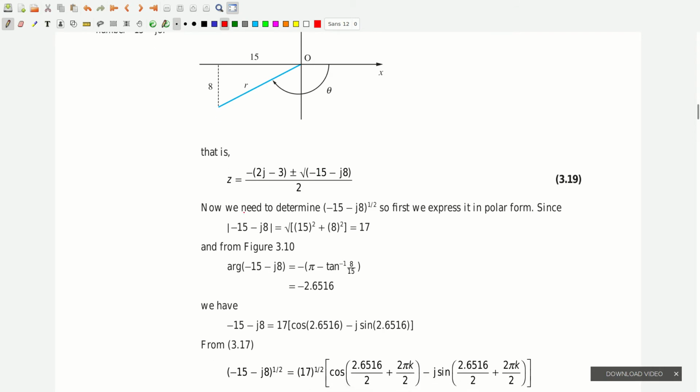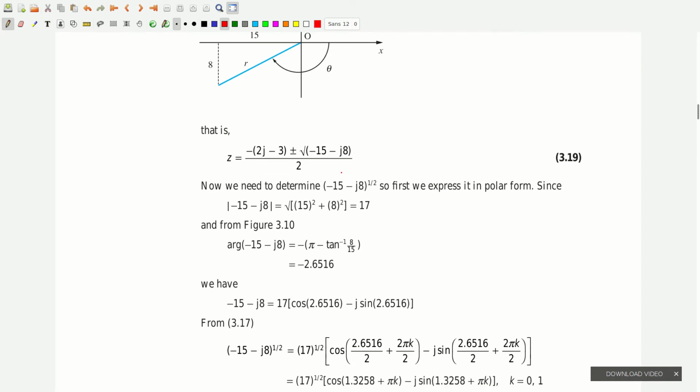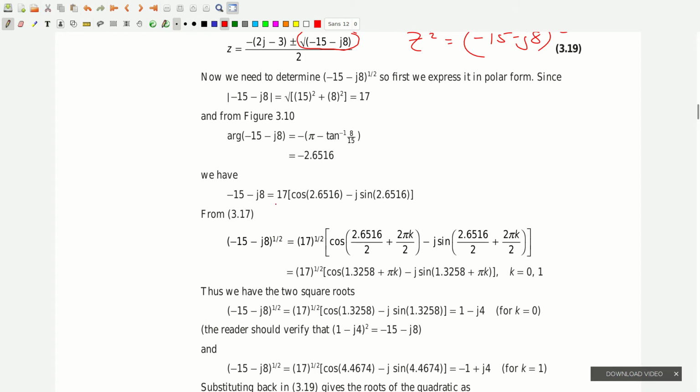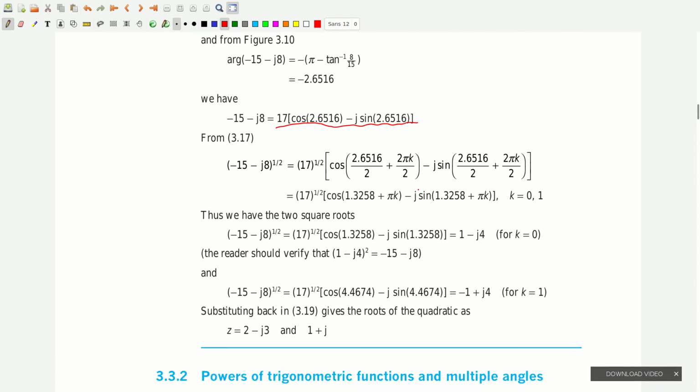And then in that expression, we'll come up with this negative 2j minus 3 plus or minus square root of negative 15 minus 8j. So you realize that now you have to compute that complex number z, which is negative 15 minus j8, but then we want to take the square root of that. So again, we just compute it like we have already done. We are writing it in polar form, and this is z written in polar form.